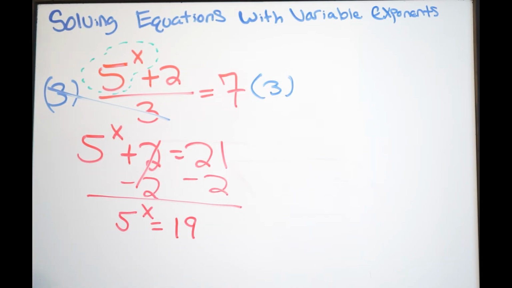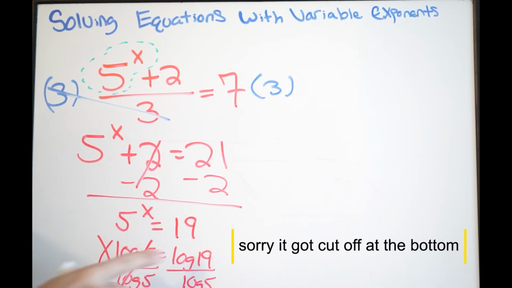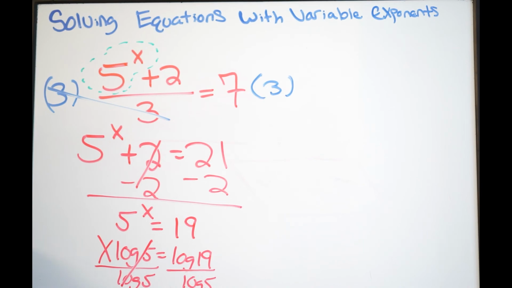We can now go ahead and use our knowledge of logs and their properties. Using the power rule, we can go ahead and rewrite this as x log 5 equal to log 19, right? So when I do this out, right, we're simply going to divide by log 5. This will cancel, and again, we're going to plug this into our calculator. So we do log 19 divided by log 5.